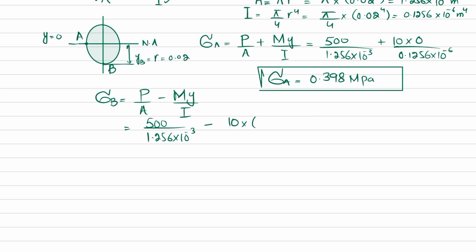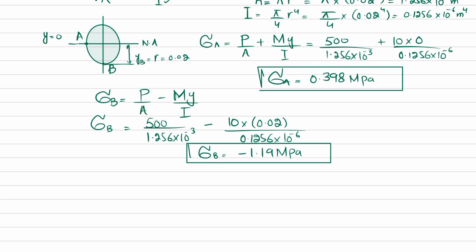So 0.02 divided by I, which is 0.1256 into 10 raised to power minus 6, which will give you sigma B. And when you solve it, you will get sigma B comes out to be minus 1.19 megapascal. So these are the stresses at point A and B.